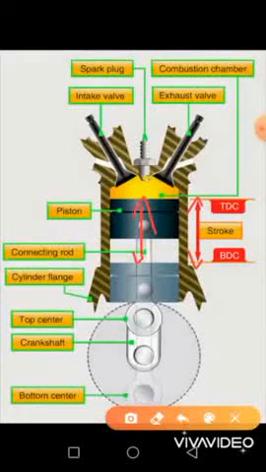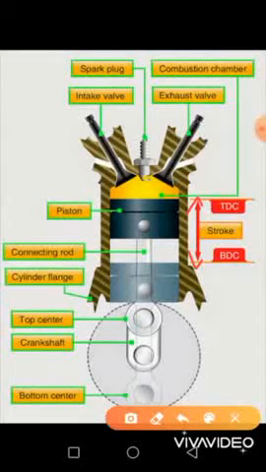Now, what is engine capacity? Engine capacity means the total piston displacement of all the cylinders. Suppose the engine is a single cylinder engine. The capacity of the engine is the stroke volume of the cylinder. If it is a two-cylinder engine, then the engine capacity means the sum of stroke volumes of two cylinders. Like that, engine capacity is calculated.